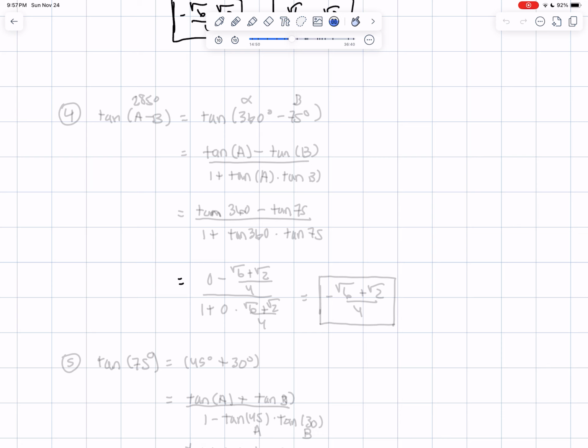Let's give an example if they were to give us tangent. If they gave us tangent, let's try tangent A minus B. So let's do the tangent of 285. We're going to use this as an example, just in case the homework gives it to you. So if I do A minus B, the tangent of A minus B, this would be 360 degrees minus 75 degrees.